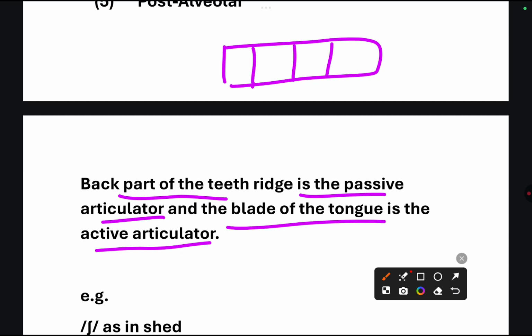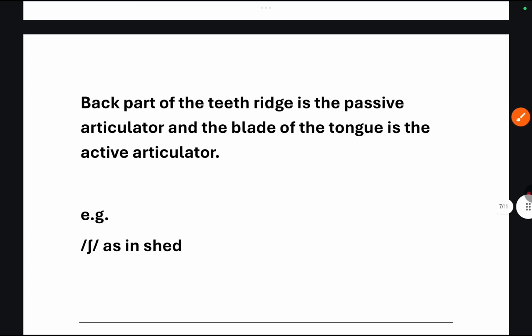Said, you will come to know the back part of the teeth ridge is the passive articulator and the blade of the tongue is actively approaching the teeth ridge. So this sound, you will come to know.